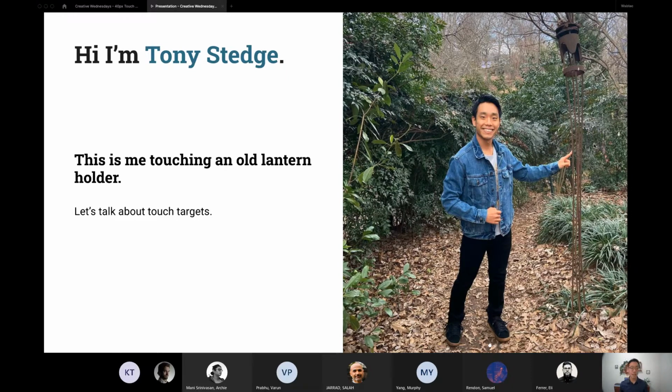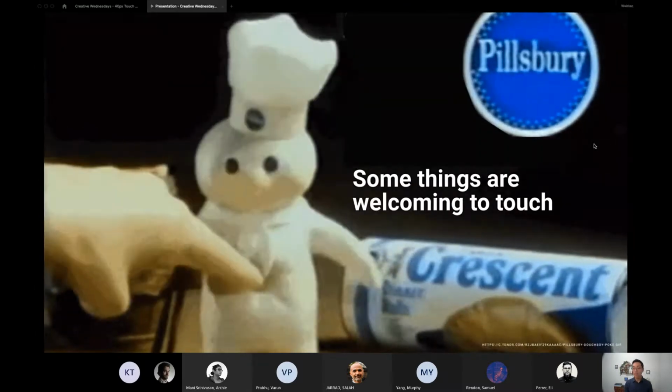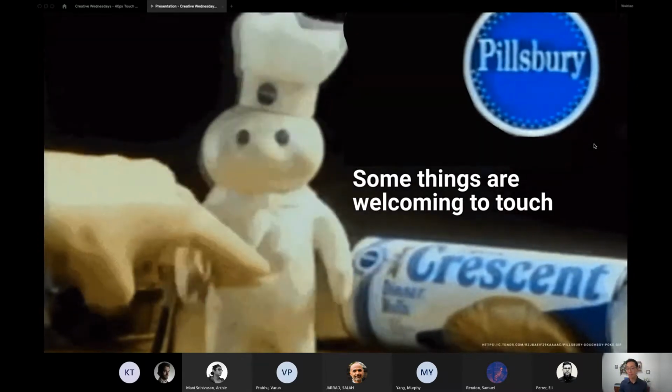And in particular, as we design and as we consider how our users use our software and our products, we need to make sure that the users can touch them and that it's a pleasing experience. Now, what do I mean by pleasing experience? Well, obviously, some things are more welcoming to touch than others.